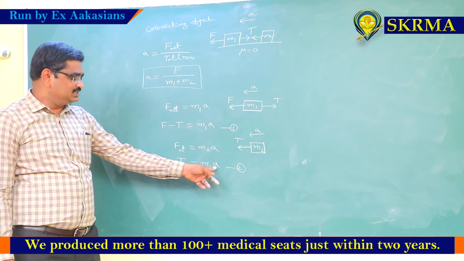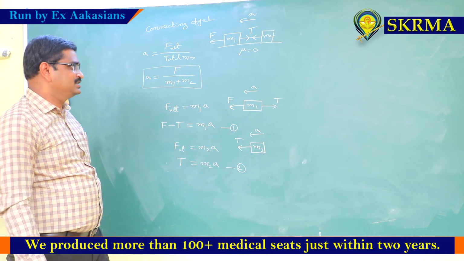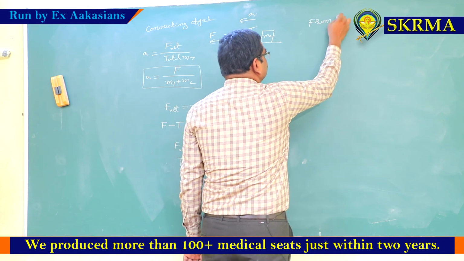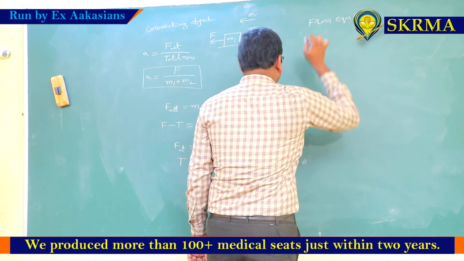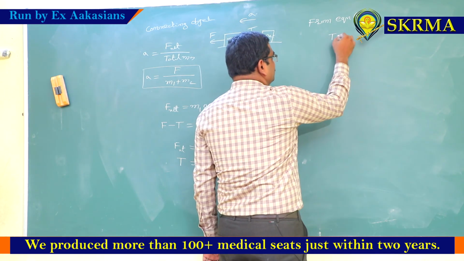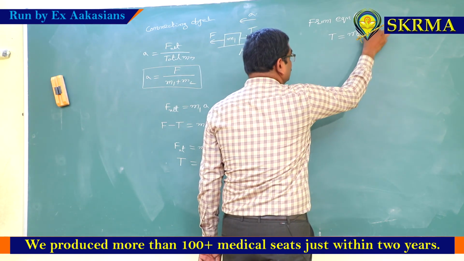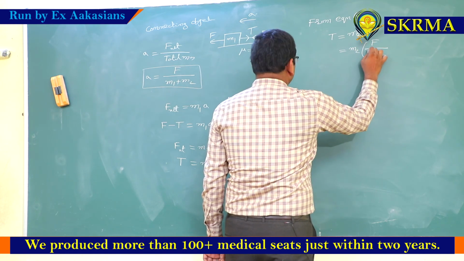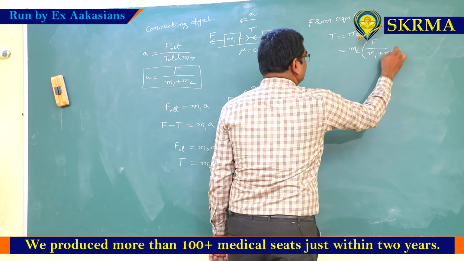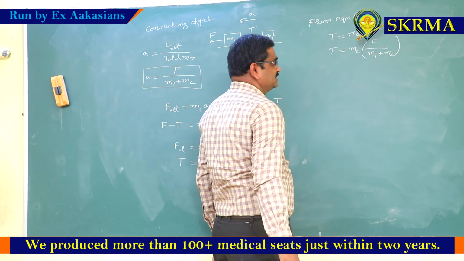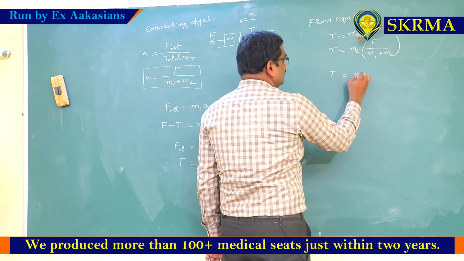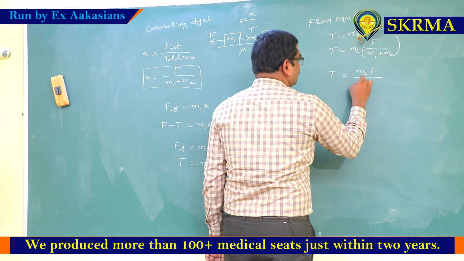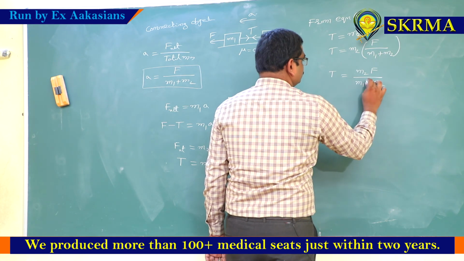Just substitute the acceleration value in equation 2 to solve for tension in the string. From the second equation, T equal to m2 into a. So m2 into acceleration, which is F by m1 plus m2. This is the tension in the string. So T equal to m2 into F by m1 plus m2.